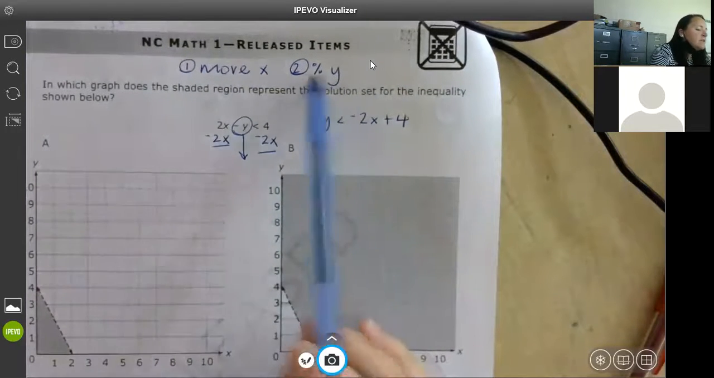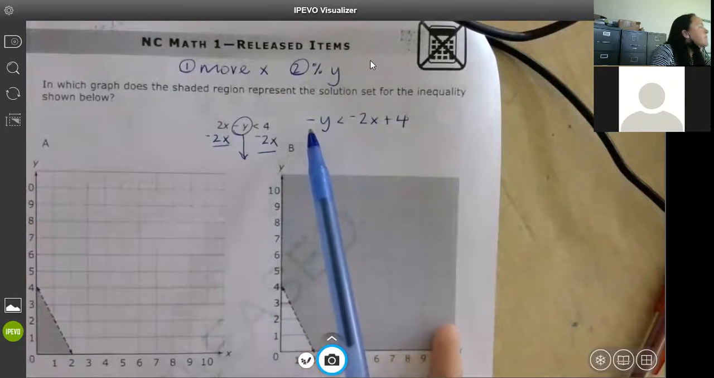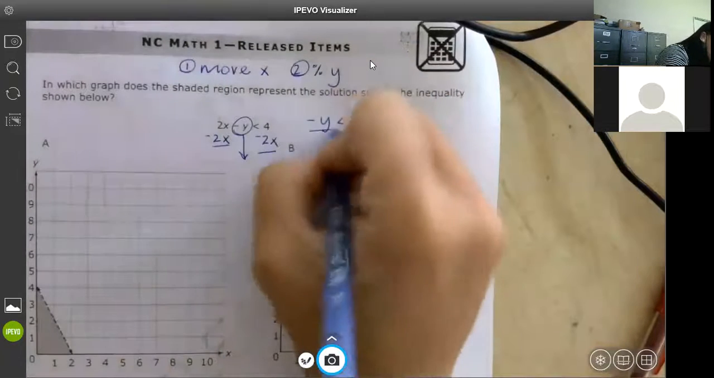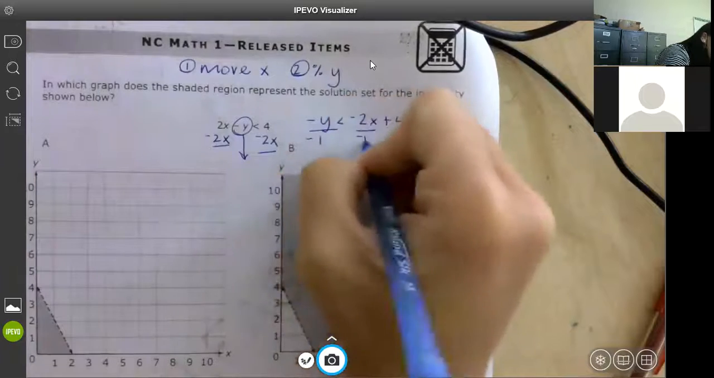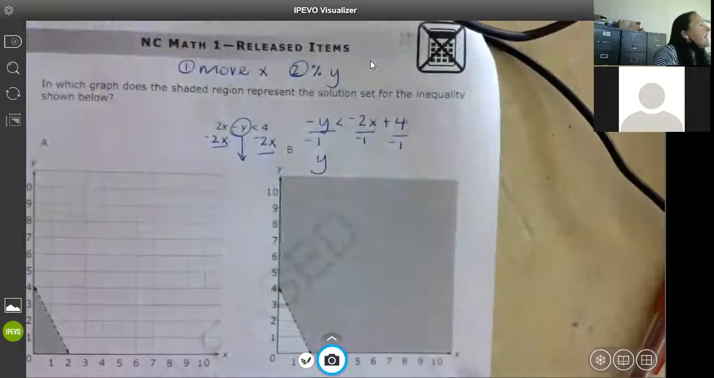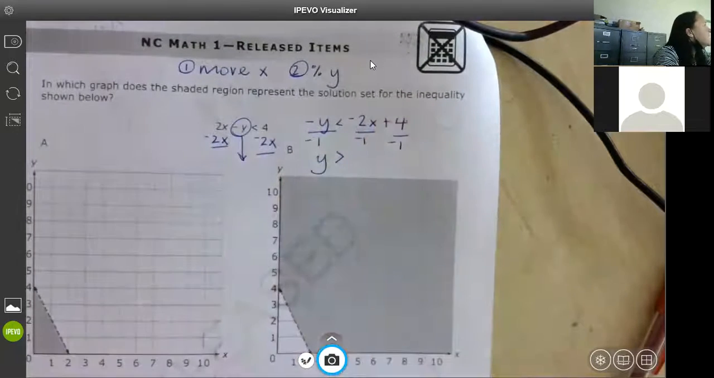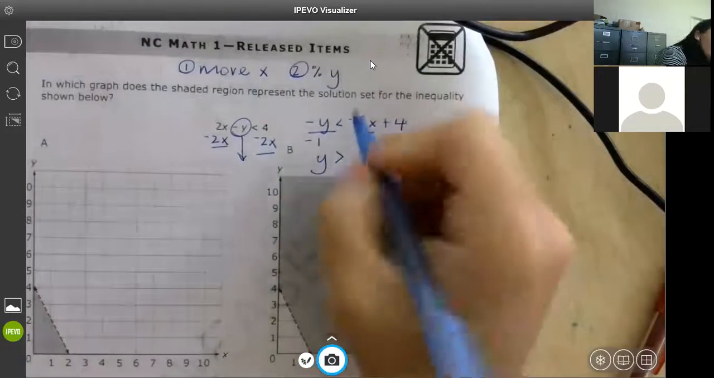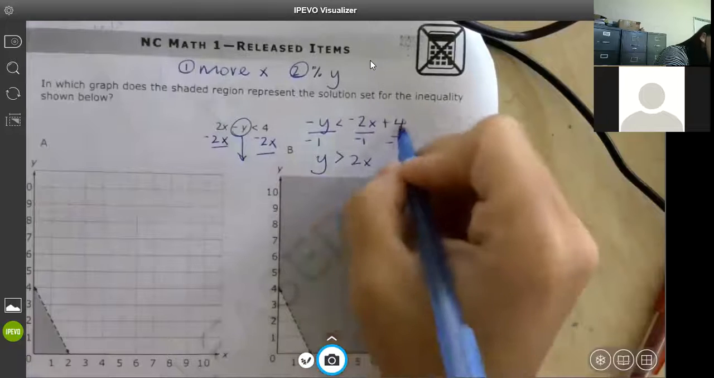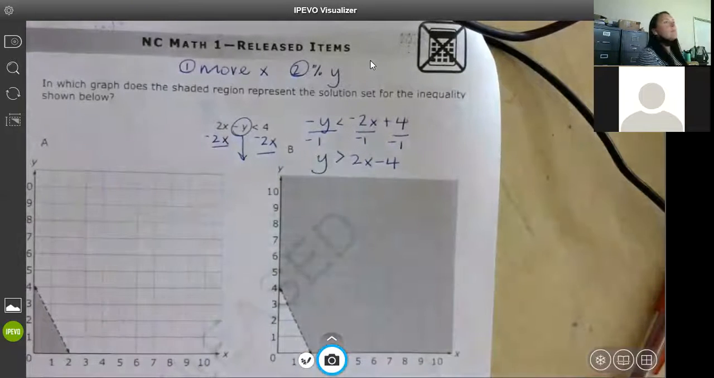And then our second step is to divide by y. What is the number with y right here? Negative 1. All right, so here's where they try to trick you. Remember, if we divide or multiply by a negative, we have to change that sign. Okay, negative over a negative makes a positive. 4 divided by negative 1 is negative 4. We should be able to solve for y at this point.